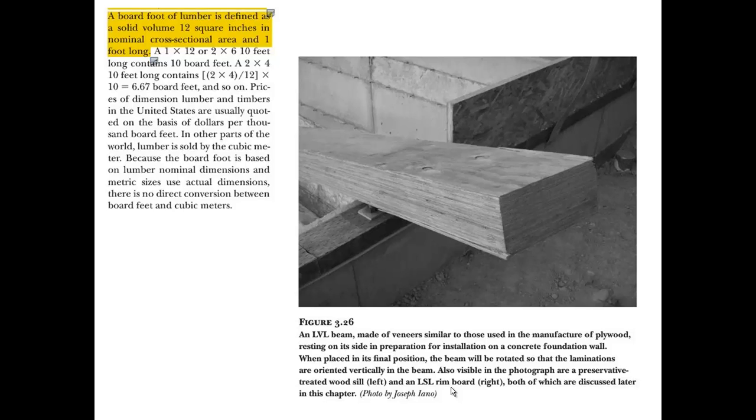A 2 by 4, 10 feet long, would be 6.67 board feet. So it's 2 by 4 divided by 12 times 10 equals 6.67. Or you can just take the total cubic inches and divide it by 144, or 12 by 12, to give you the number of board feet.